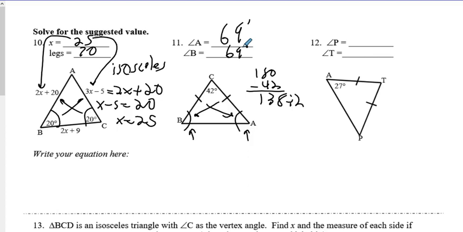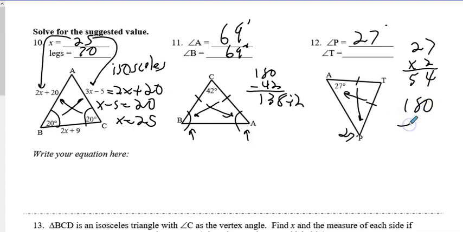All right, this angle and this angle are equal. So right off the bat, we know this is 27 degrees. A and P are equal. Now, if I spend 27 at 2 stores, that's $54. How much did I spend at the third store? $180 minus 54 is 126 degrees.